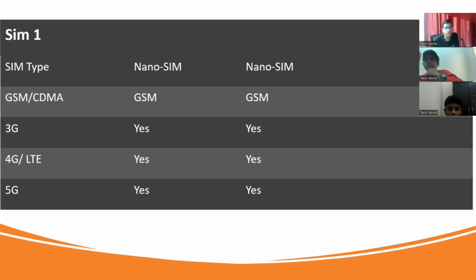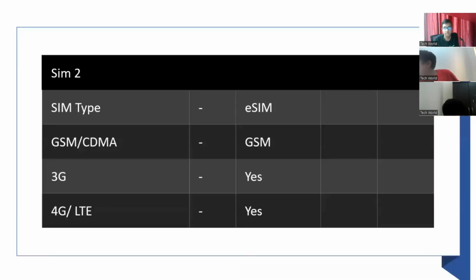Now when we compare SIM 1 and then last is SIM 2, for SIM 1 we will do comparison. So SIM type for both are nano SIM, GSM, 3G, 4G, LTE, 5G, and last thing is SIM 2. So when you compare the SIM 2, nothing is given for the S22 Ultra, but eSIM, GSM, yes, and yes for iPhone 13 Pro Max.